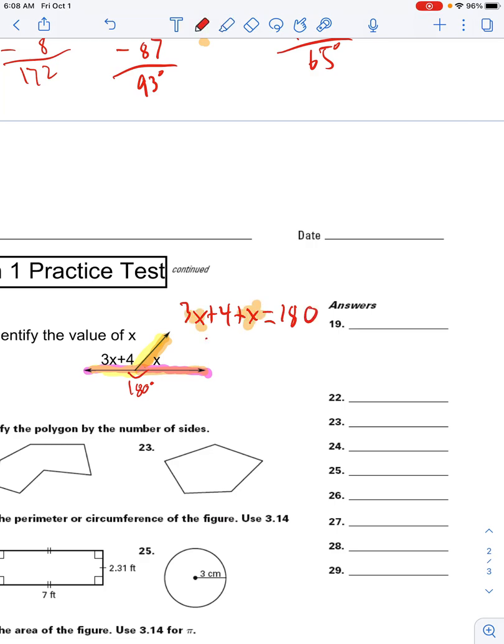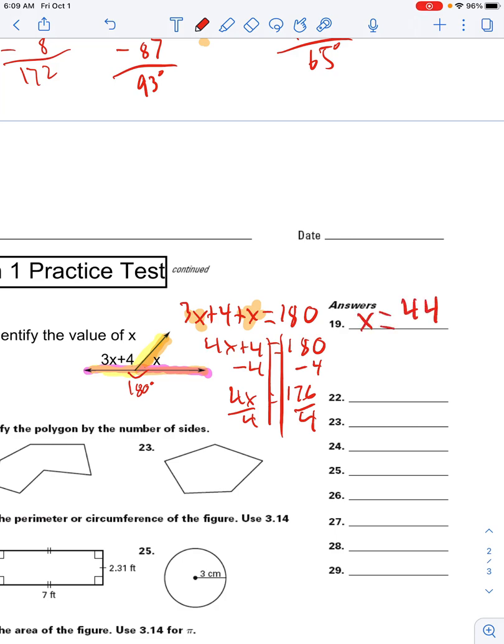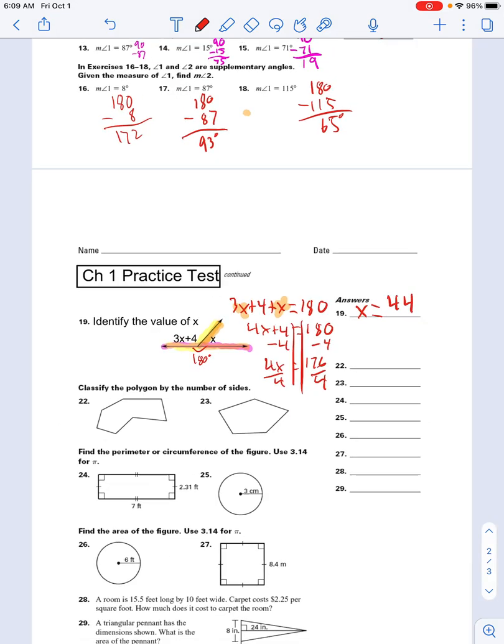I have like terms that I can combine. 4x plus 4 equals 180. I'm going to subtract 4. So I'm going to be left with 4x equals 176. I'm going to divide that by 4, which is going to give me x equals 44.